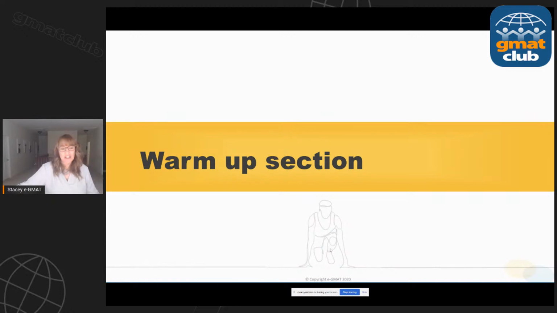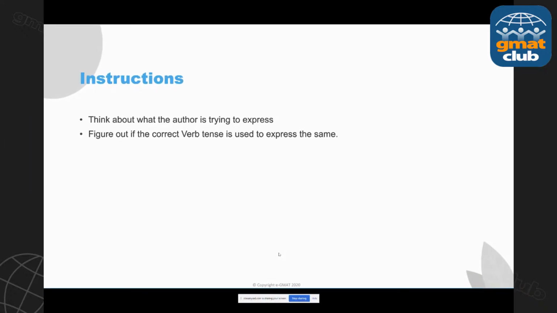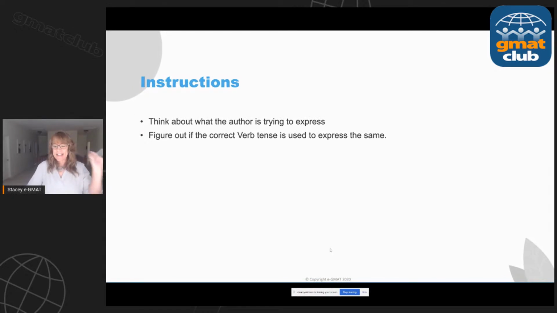The directions for the warm-up section: I want you to think about what the author is trying to express in these sentences, and you're going to tell me if the verb tense used is correct to express the same. So click on that link. We have about 3 warm-up sentences, so I'm going to give you about 3 minutes to answer that poll. I'm going to mute my mic and turn my camera off during those 3 minutes. Then I will pop back with you and we will work through these sentences together. Best of luck.